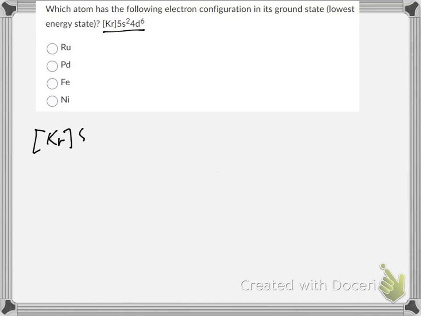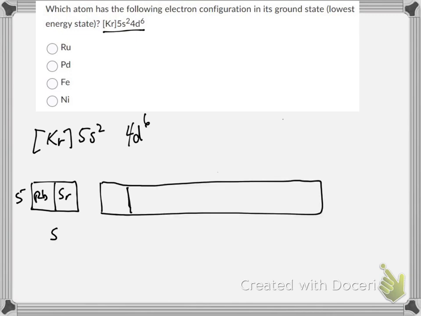Right, so when we look at that, how are we going to analyze that? Well, what we're going to do is go to the 5th row and the first. So we see the first 2 electrons in 5s2 are rubidium and strontium. And then we go over to the d's, there's a total of 10 there.